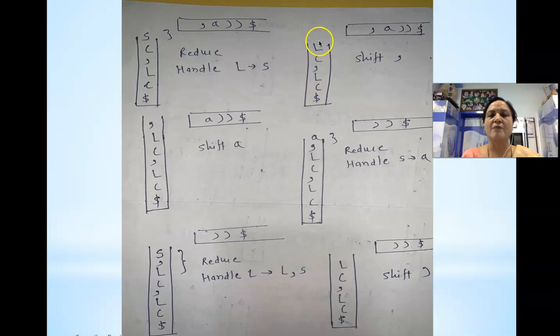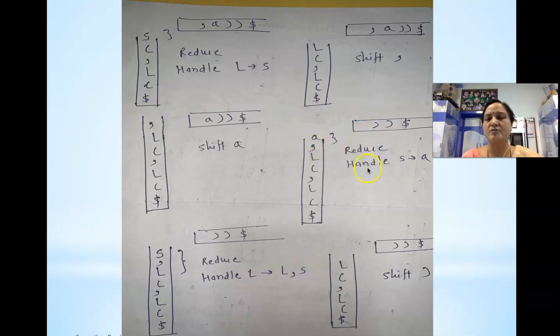So these are all viable prefixes, dollar opening bracket L comma opening bracket L. Now this comma we have to shift onto the stack, because opening bracket and L cannot be reduced. This is not the handle here. So opening comma is shifted onto the stack. Now top of the stack is opening bracket L comma. So again this is not the handle. So we are going to shift. A is shifted onto the stack.